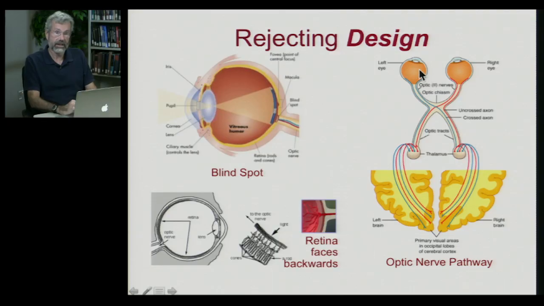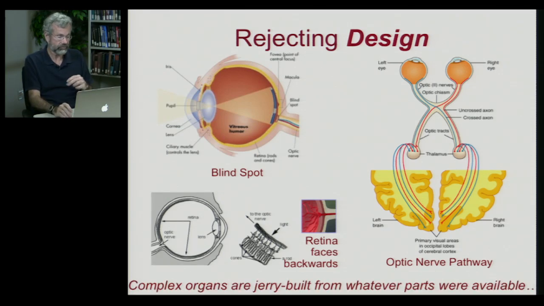Furthermore, the way the image gets from the eyes to the brain is very kind of jerry-built. The optic nerves don't make a straight path. They go through various intersections. There's various way stations on the way, and all of these show pre-existing forms that have been co-opted, now they're used for something else. And so what we have here is actually a lot of history. What we have is signs that this is an organ that developed from precursors and has gotten elaborated and is more complex than the original. So complex organs turn out to be jerry-built from whatever parts were previously available.